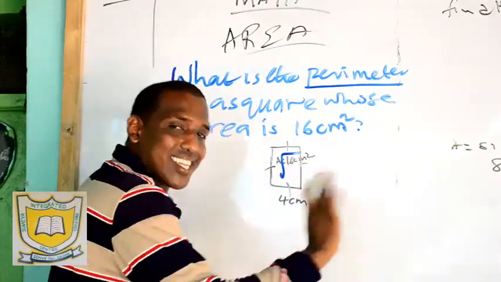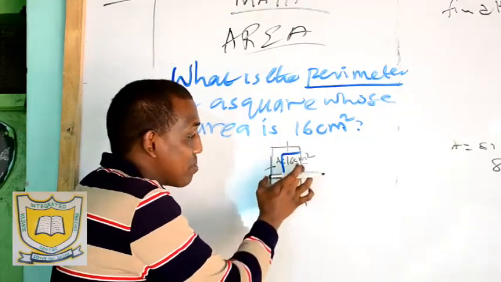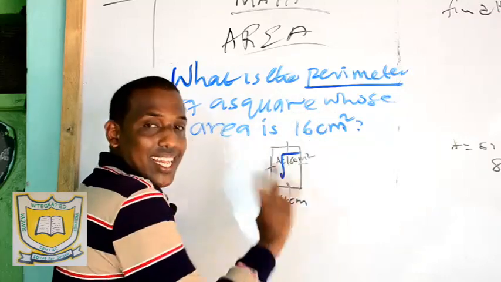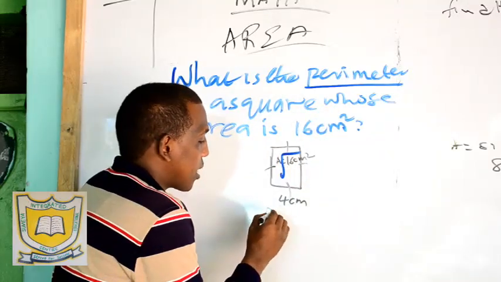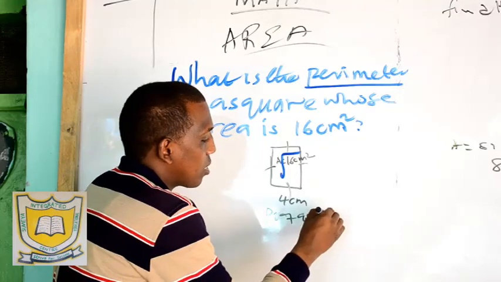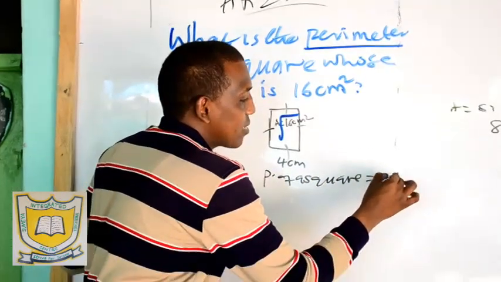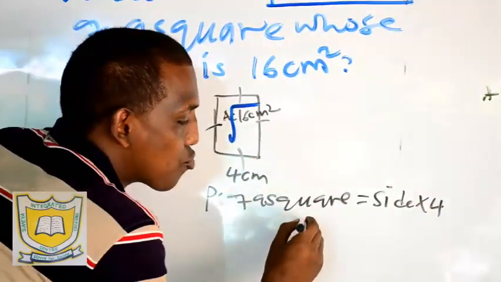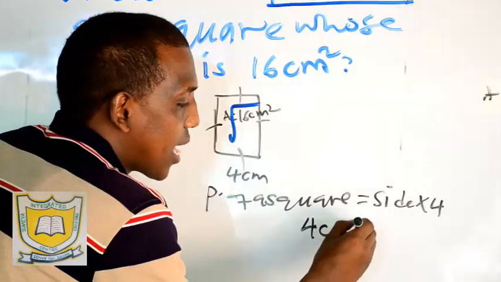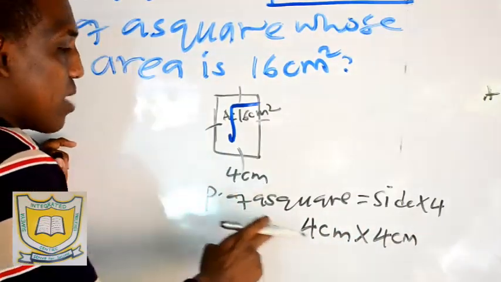But now they're not asking the side. What they want is the perimeter. So the perimeter of a square is equal to side times 4. We have already learned that one. Side, which is now 4 centimeter, times 4.